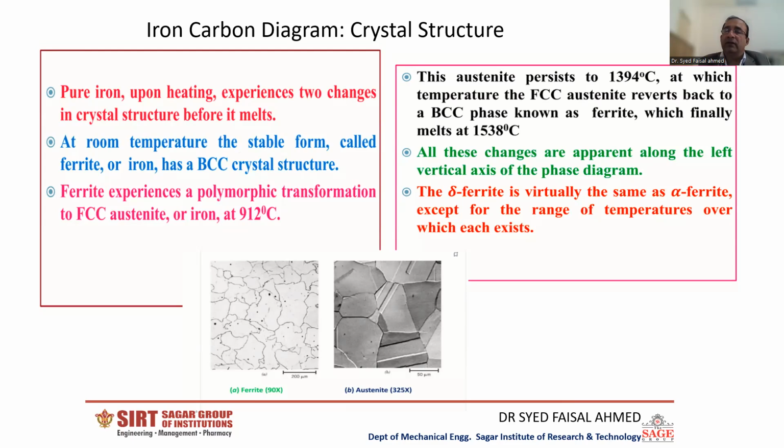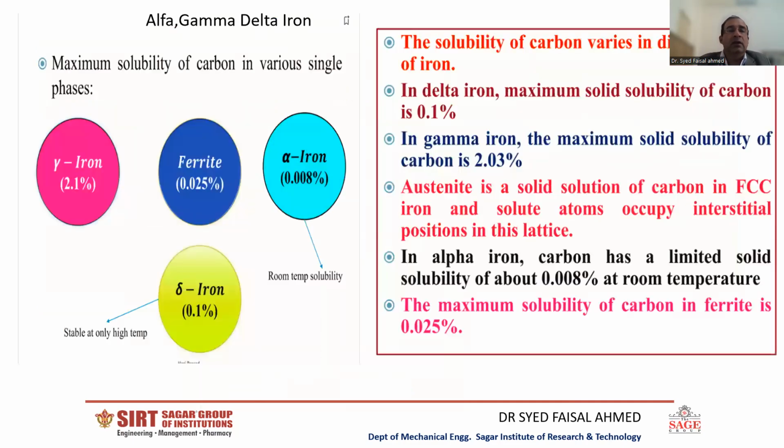The delta ferrite is virtually the same as alpha ferrite, except for the range of temperature over which each exists. We have alpha, gamma, and delta iron here. You can see the maximum solubility of carbon in various single phases: gamma iron, ferrite, alpha iron, and delta iron, which is stable only at high temperature. Then you can see various percentages in these boxes: 0.2, 0.1%, 0.025% is ferrite, and alpha iron 0.008%, that is at room temperature.